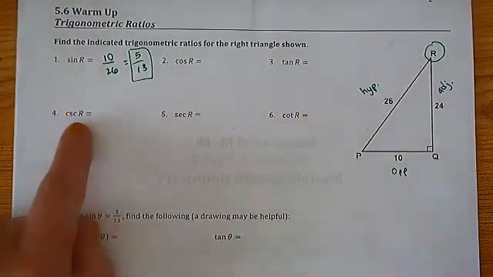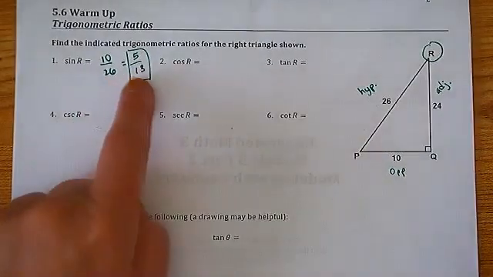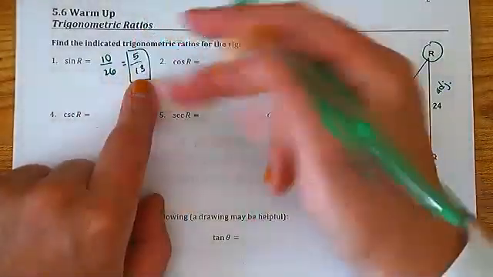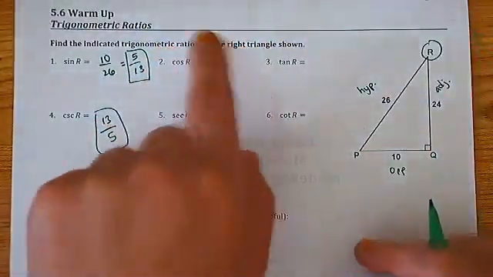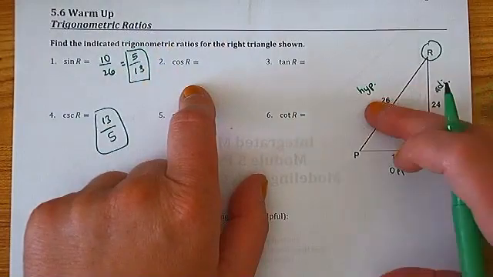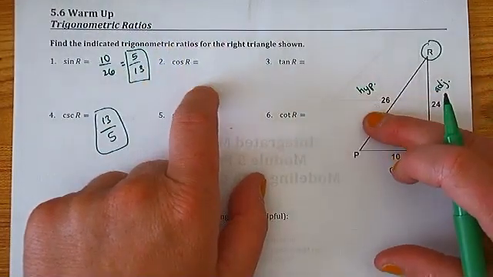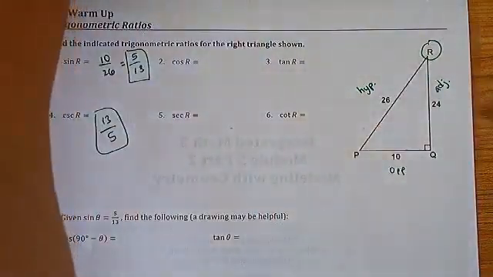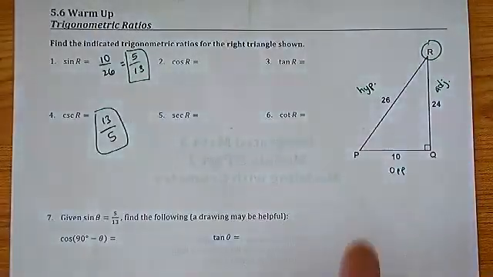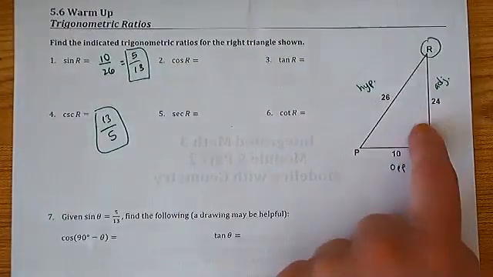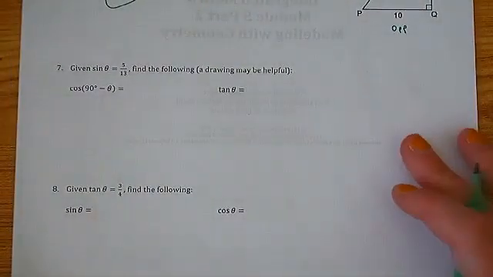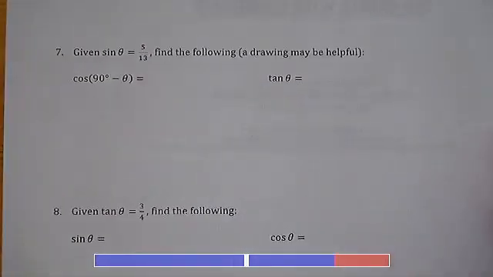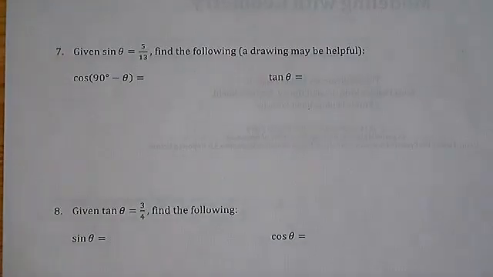So, if we're looking at cosecant, well, we already have sine, so we can just take the reciprocal and make it 13 over 5, right? So cosine is adjacent over hypotenuse, so you do 24 over 26 and then reduce. And then the tangent is opposite over adjacent, so you do 10 over 24 and then reduce, and then do the reciprocal, okay? So then you guys may see this kind of format on the ACT or SAT.